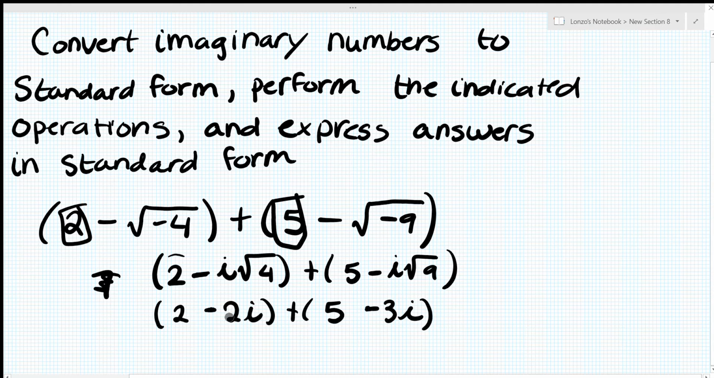Good. Now let's collect like terms. So we have our whole numbers 5 and 2, so it's going to be 7, and then negative 2 minus 3 is negative 5I. And that's your final answer. 7 minus 5I.